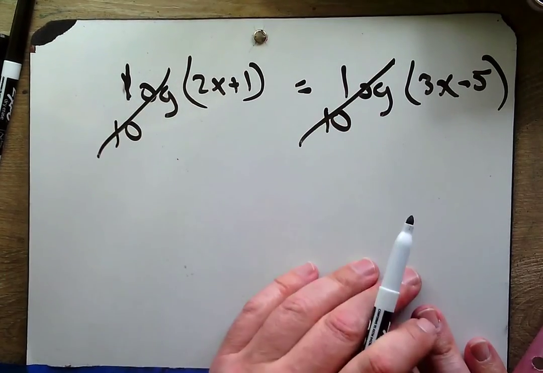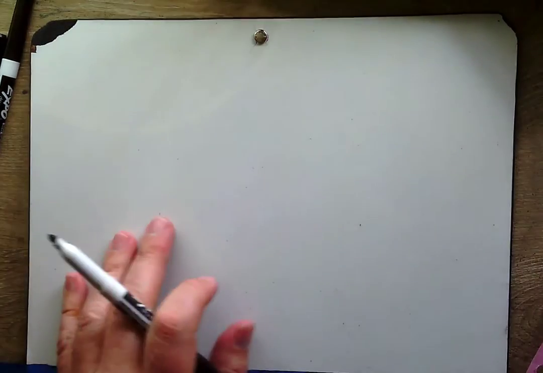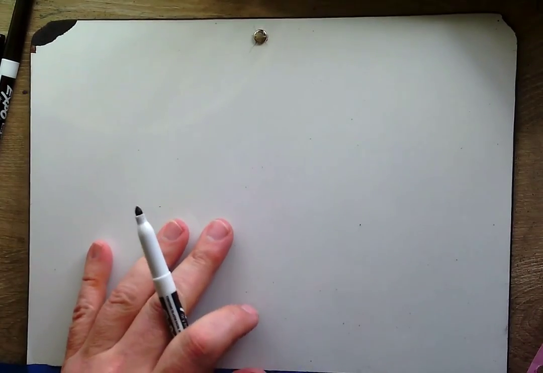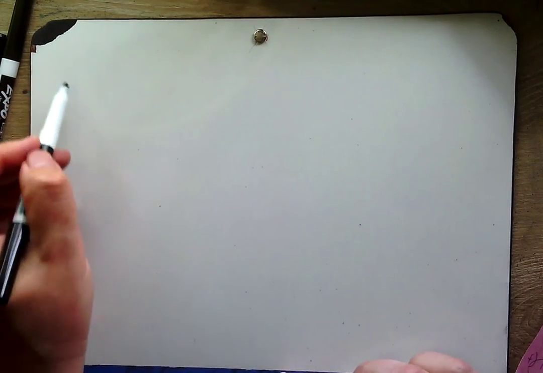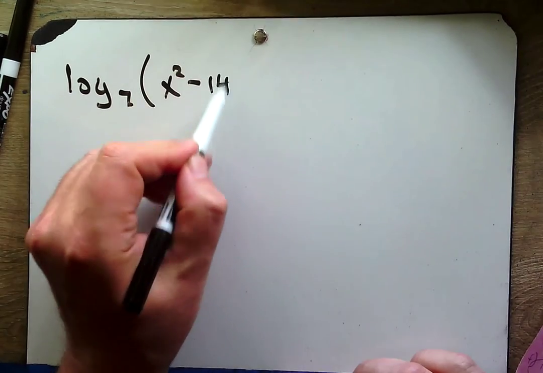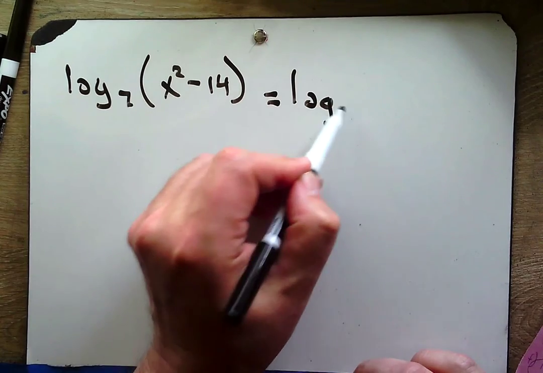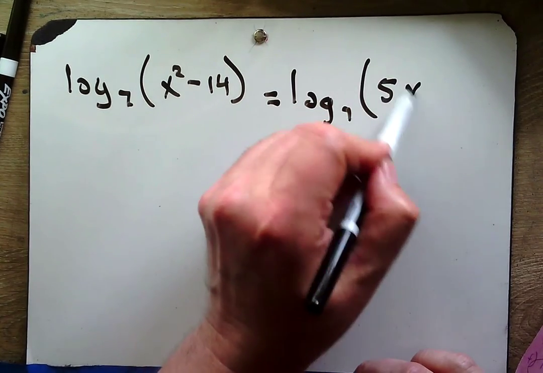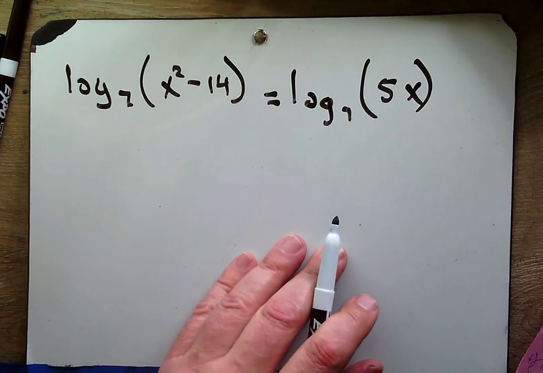I know it gets us to the same place, but exponentiating is going to work in many more situations than that one-to-one property. So I would encourage you to use exponentiate. All right, so how about this one? Log base 7 of x squared minus 14 equals log base 7 of 5x. So what can we do here?